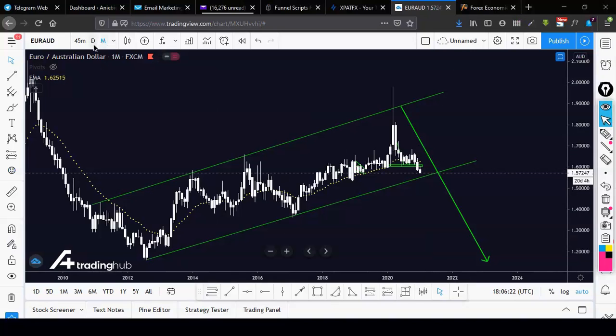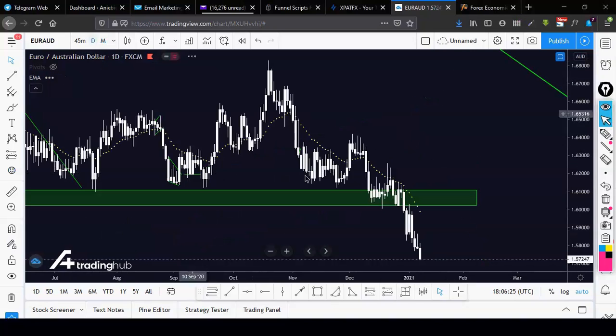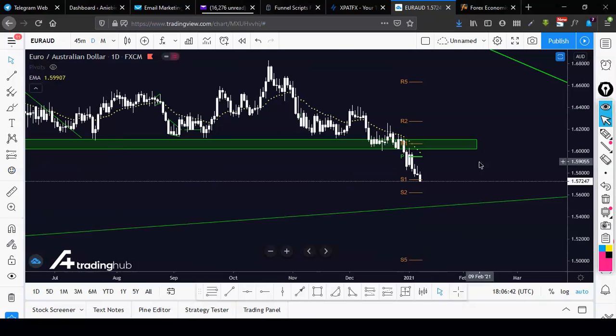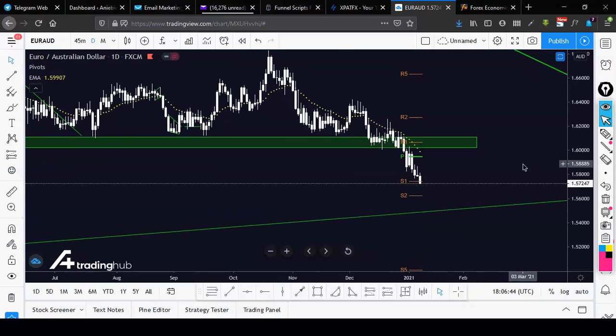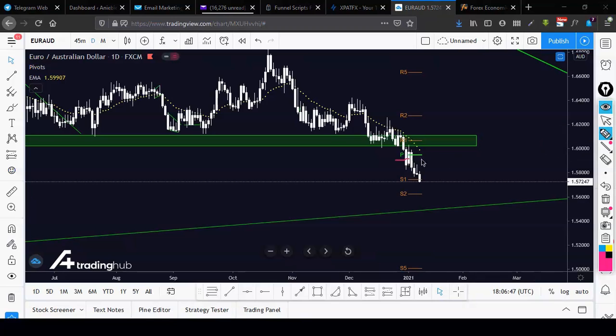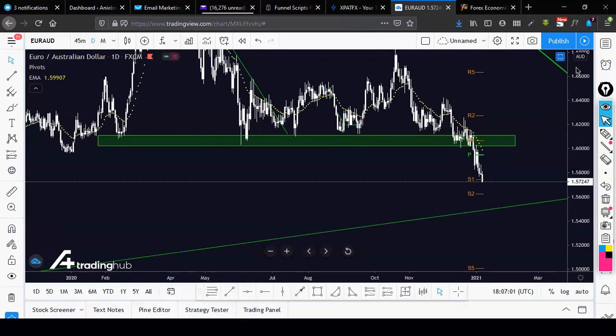So this is what we have. We go one time frame lower, which is the daily. You guys know my time frames are monthly, daily, and 45 minutes. Depending on your time frame, you can just model this and do whatever you want on your own time frame. On the daily, I'll bring up my pivots and see where price is. Price is trading below PP. This is PP here, and this shaded zone was a key zone throughout last year and even the year before last.